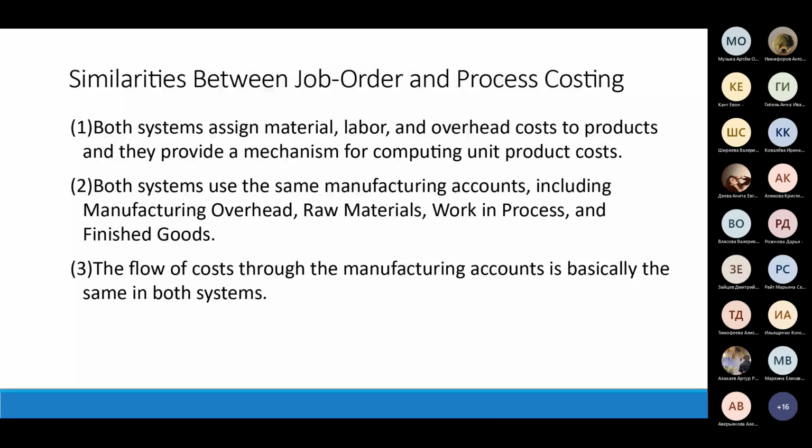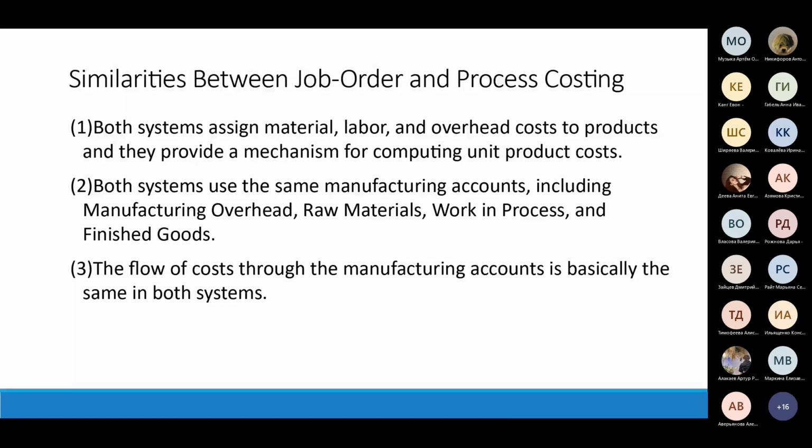Both systems provide a special mechanism for computing unit product cost very close to the real cost of those units. Both systems use the same manufacturing accounts: manufacturing overhead, raw materials, work in process, and finished goods. And the flow of costs through the manufacturing accounts is basically the same in both systems. So there is no huge difference between those systems. But some differences could be highlighted here.